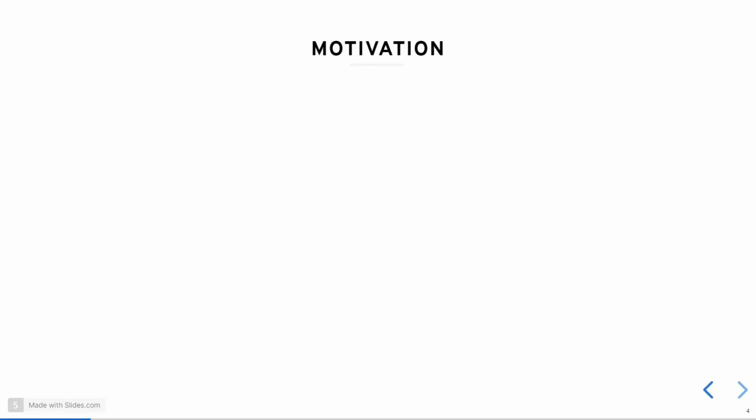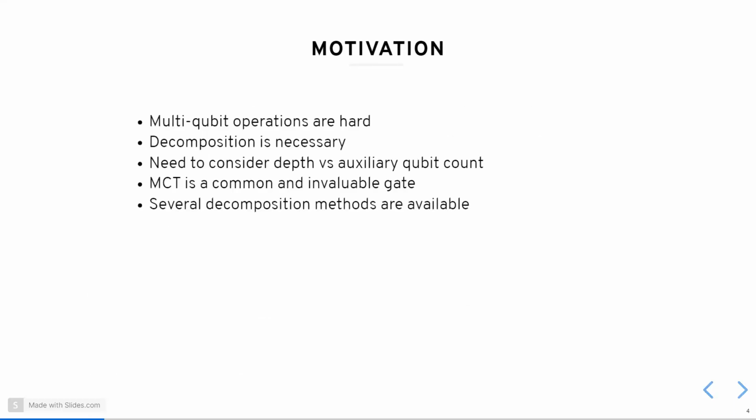One might ask then the motivation for this work. We know that multi-qubit operations are hard. By hard, I mean that there are no gates acting on more than 2 qubits available in common hardware. And the error rate for even the 2-qubit gates is higher than that of the single qubit gate. This makes it necessary to decompose the gate into constituent smaller gates. And in the NISQ era, it becomes important to consider the depth versus the auxiliary qubit count for these decompositions, as the resource availability is less and the error rate is high.